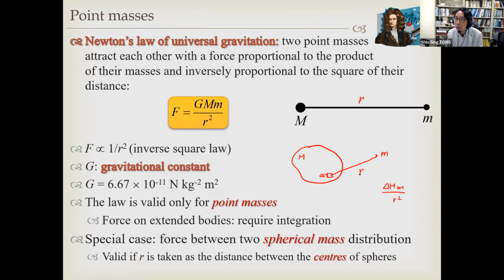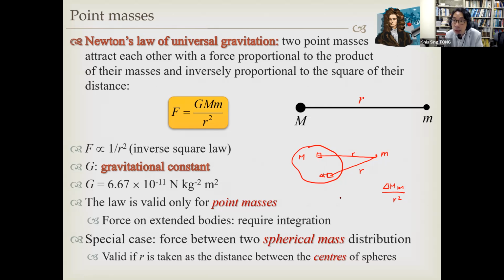But the R will not be the same at a different point. If you consider another small piece of mass here, the R will not be the same. Right? The R will change as I move along this object. Okay, so you don't know what R you should take. And also the direction of the force will change. You have to add the forces between these pieces of mass using vectors. So you don't know what the result will be after you add up all the contributions from these small pieces of mass.